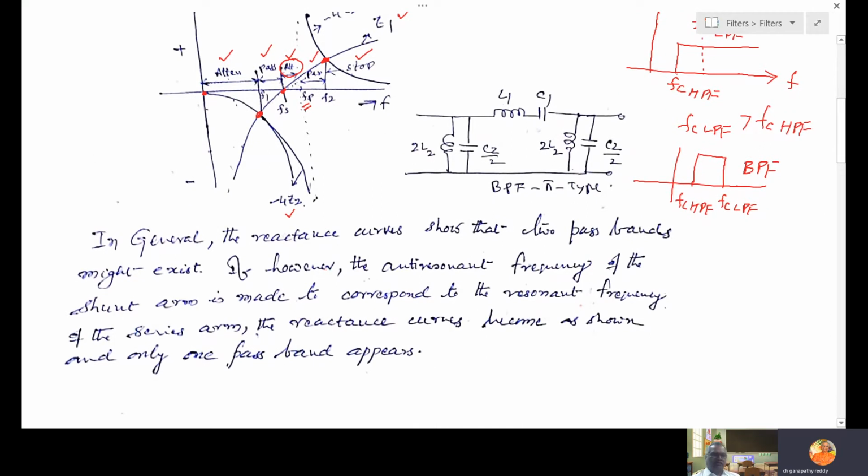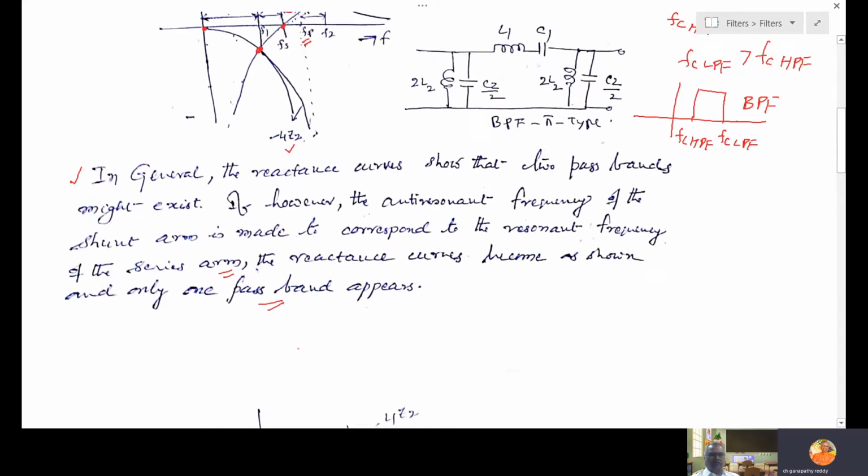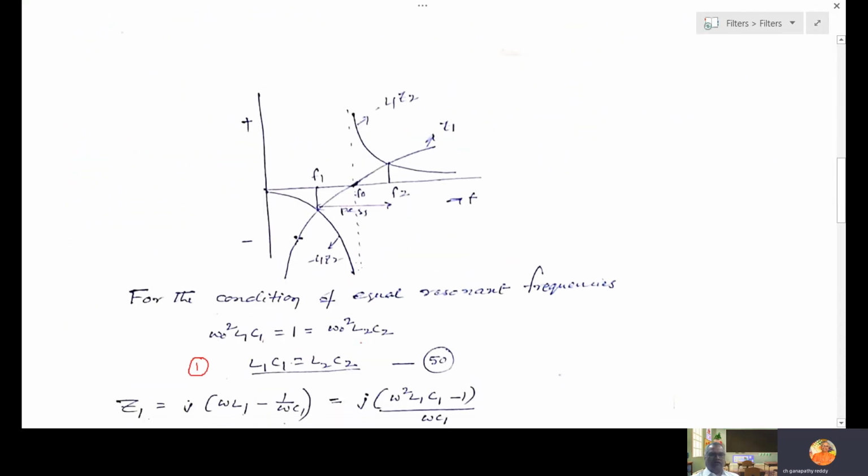So in general, the reactance curves show that two pass bands might exist. If, however, the anti-resonant frequency, meaning the parallel resonant frequency of the shunt arm, is made to correspond to the resonant frequency of the series arm, the reactance curves become as shown, and only one pass band exists.